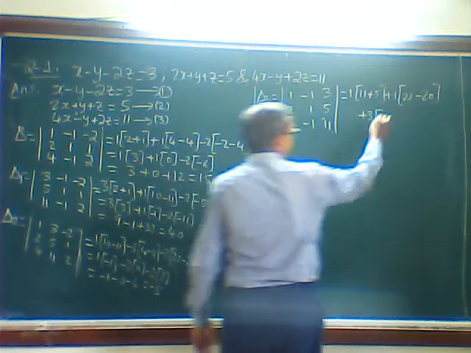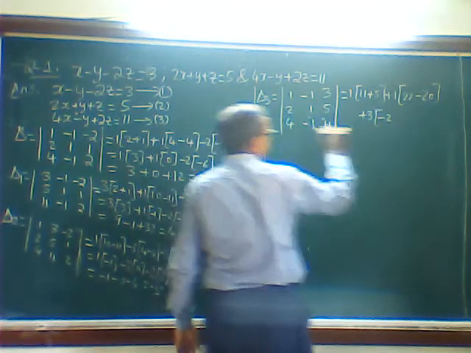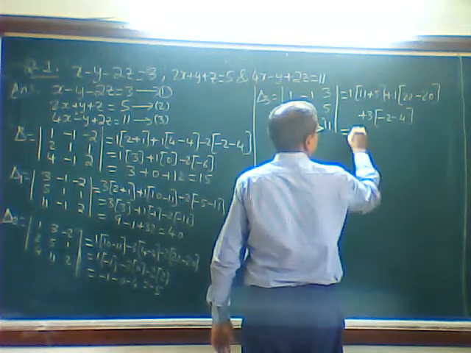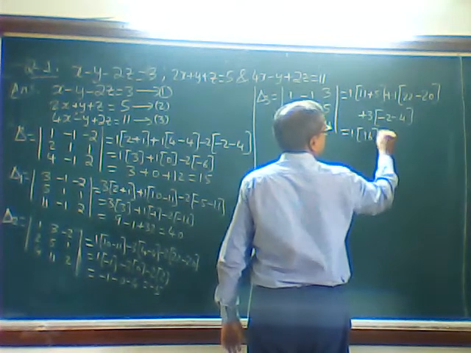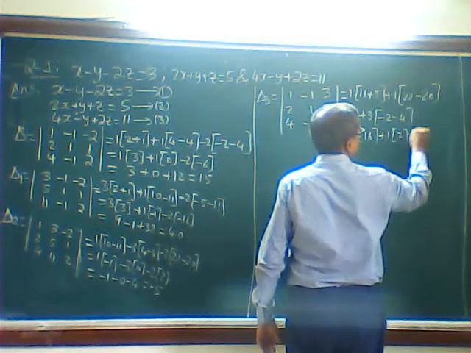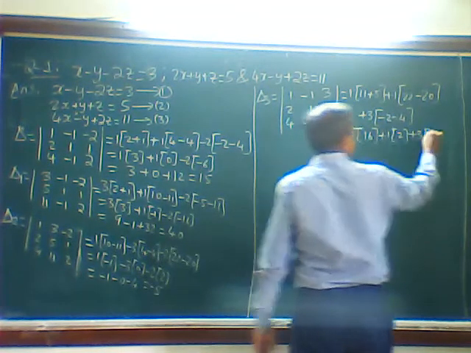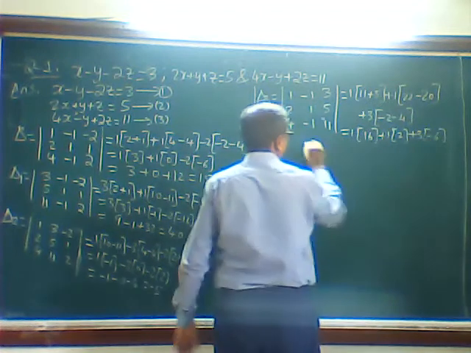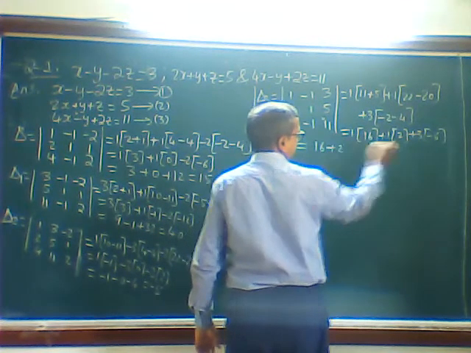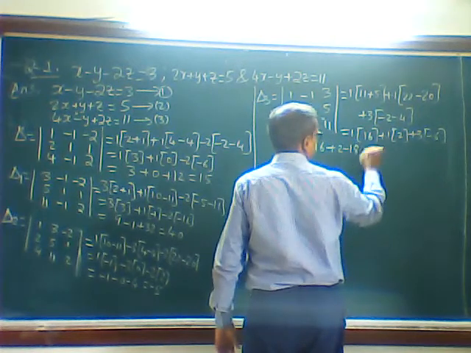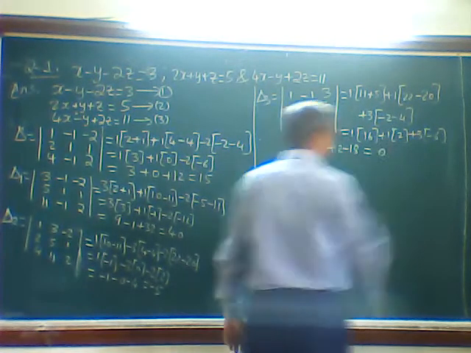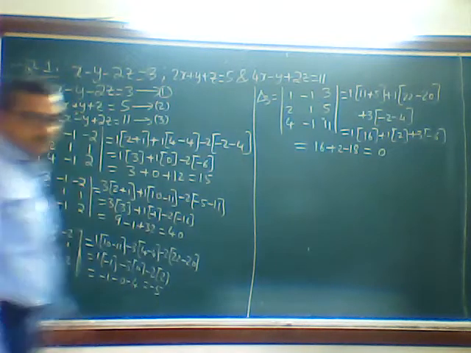2 into minus 1, minus 2. 4 into 1, minus into minus 4. 16. 22 minus 20 is 2, plus 3 minus 6. So what we get? 1 into 16 plus 2 plus 3 into minus, that is minus 18. So 16 plus 2 is 18. 18 minus 18 is 0. You got delta 3 equals 0.